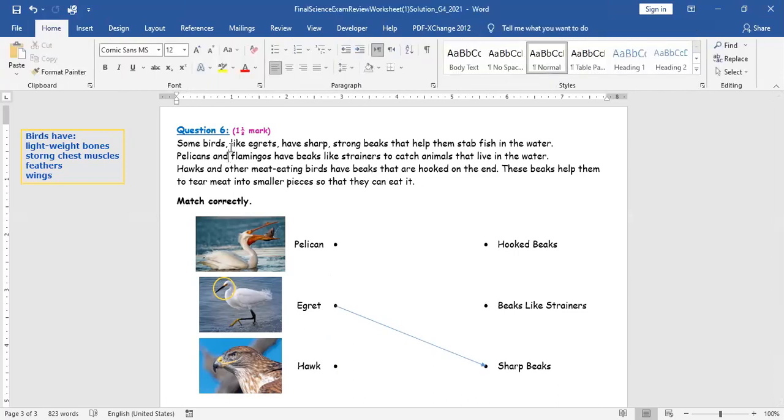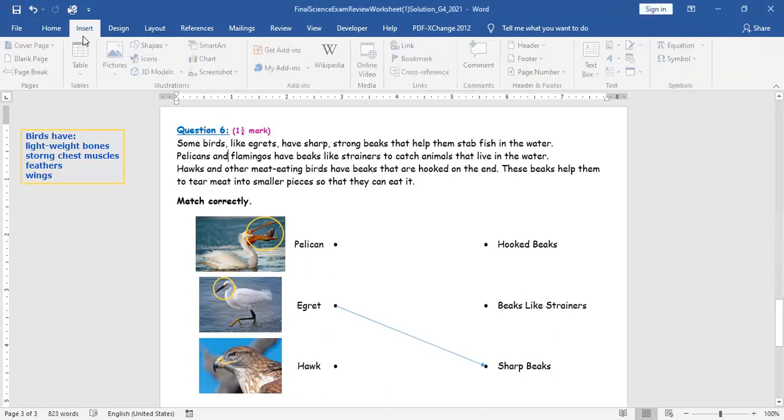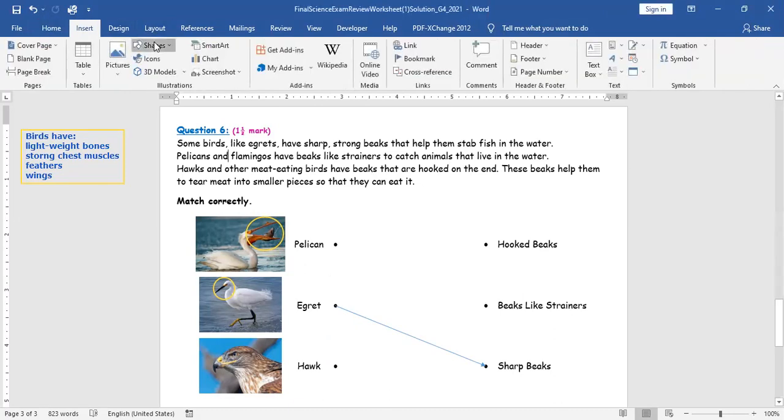Pelicans and flamingos, look at their beaks. Their beaks look like strainers, or they have beaks like strainers to catch animals. So they put their head underwater and then they use their beak to collect marine animals. So pelicans have beaks like strainers.